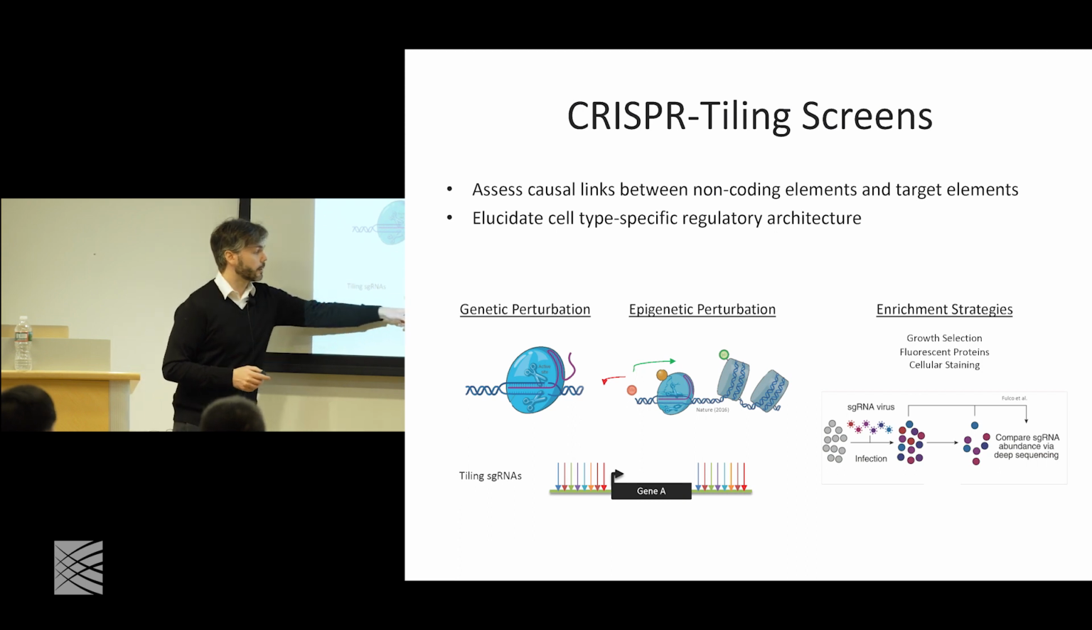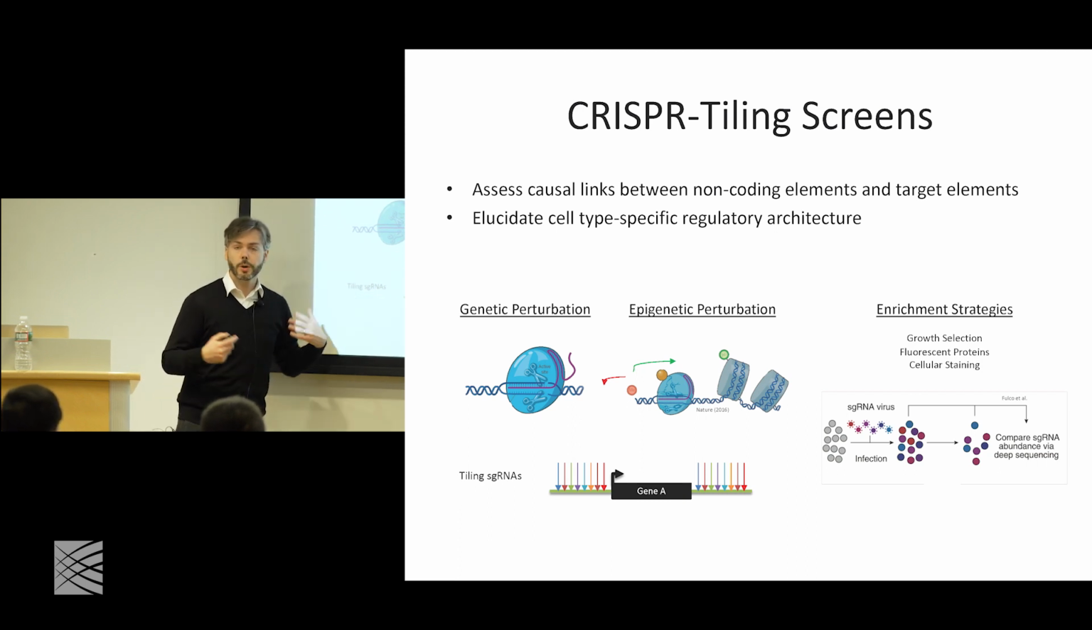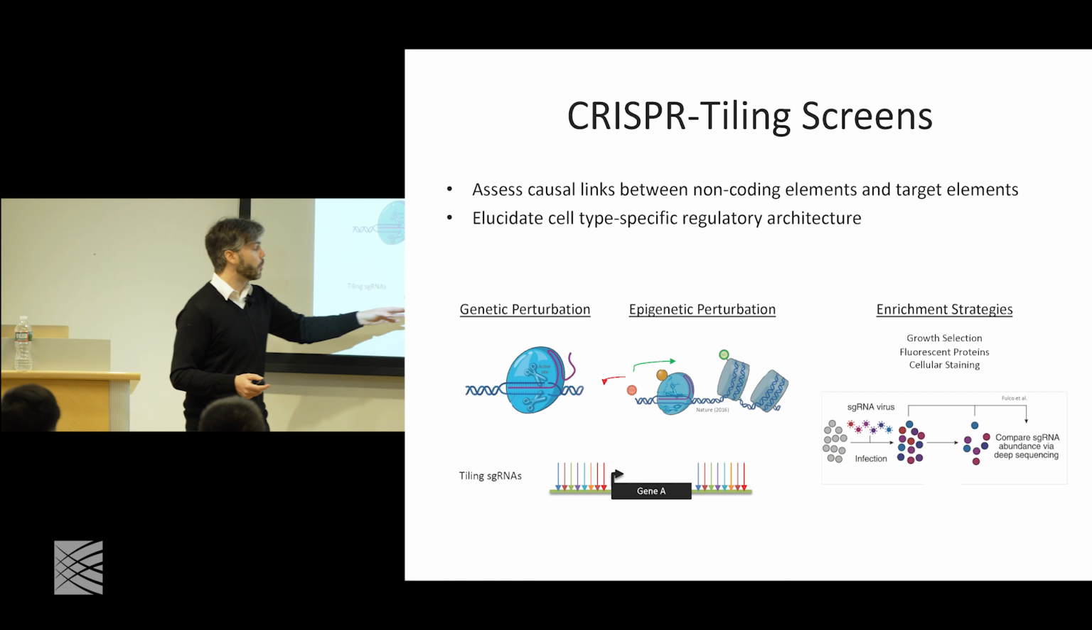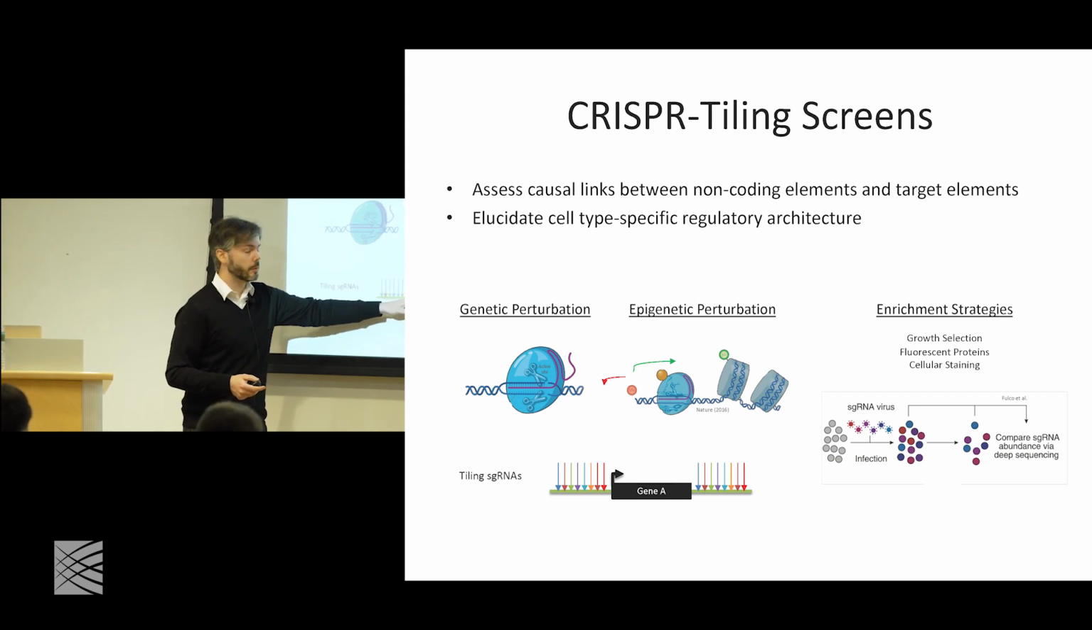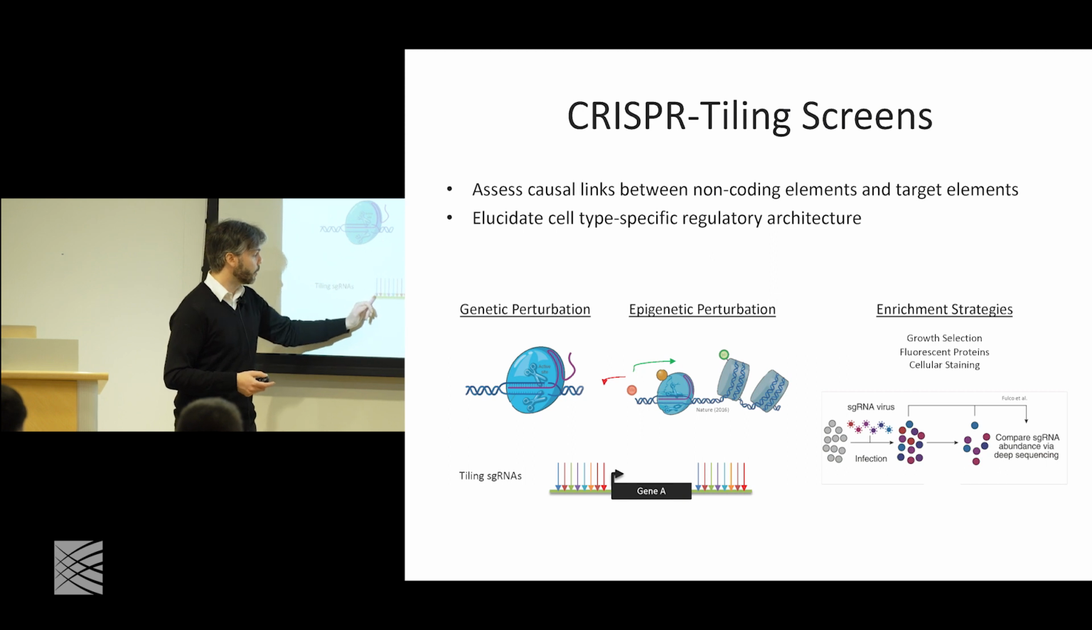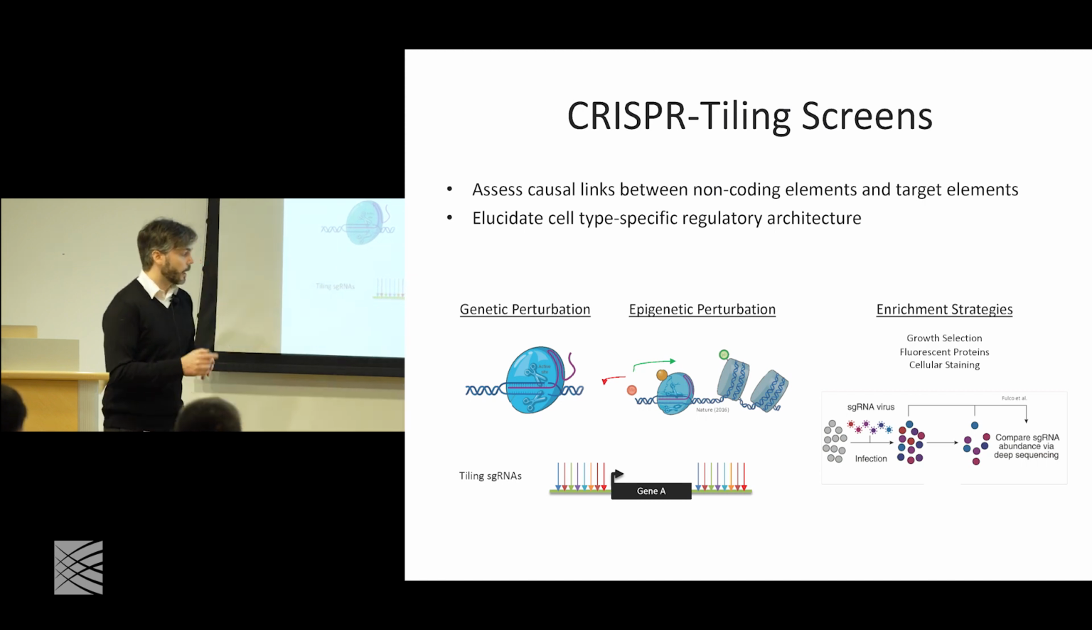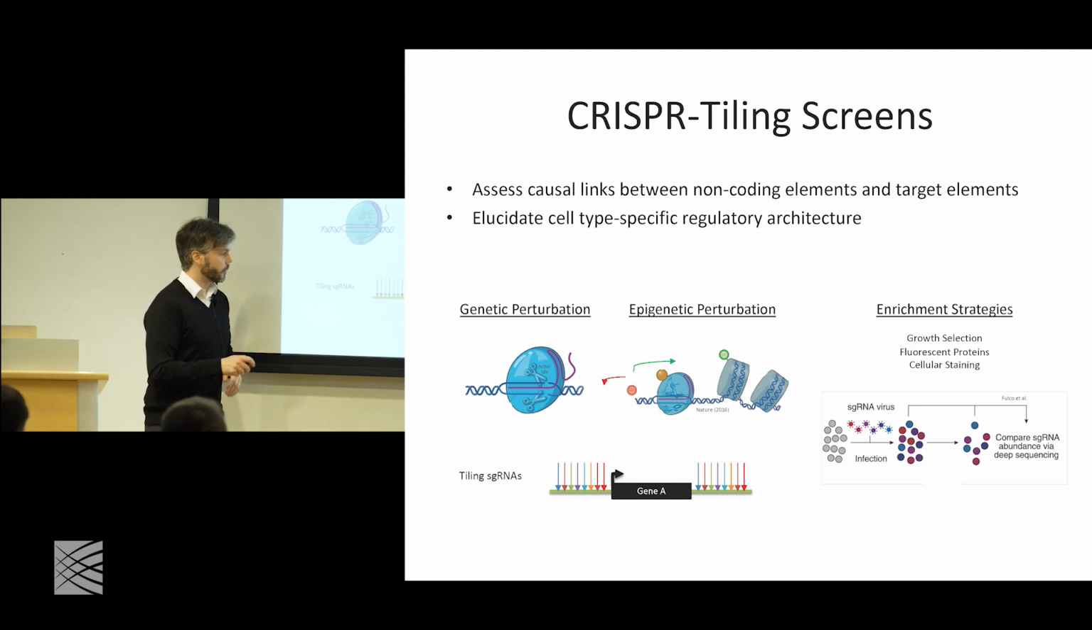Then you need to select a region of interest. Where do you want to perturb, right? For example, you may want to study the regions that are important for regulating a gene. So what you will do is design all the possible guide RNAs you can target with CRISPR, and you can tile up to 1 megabase. So this system is really efficient.